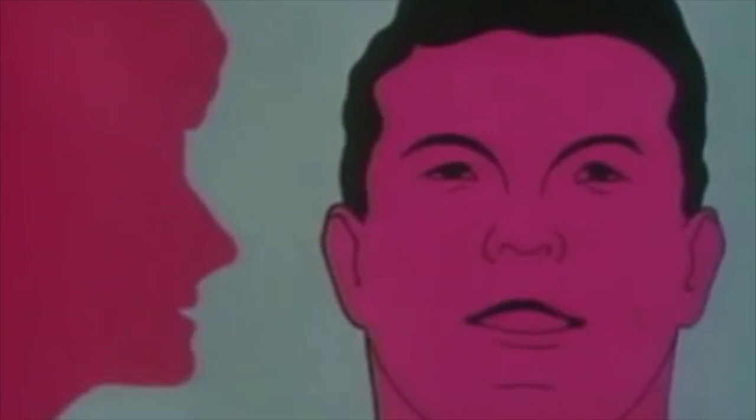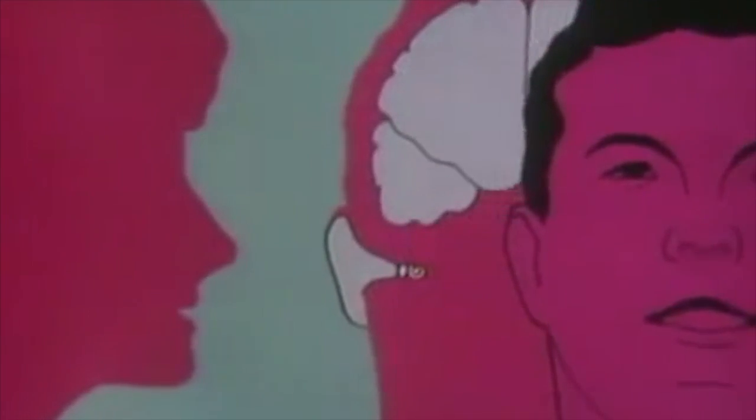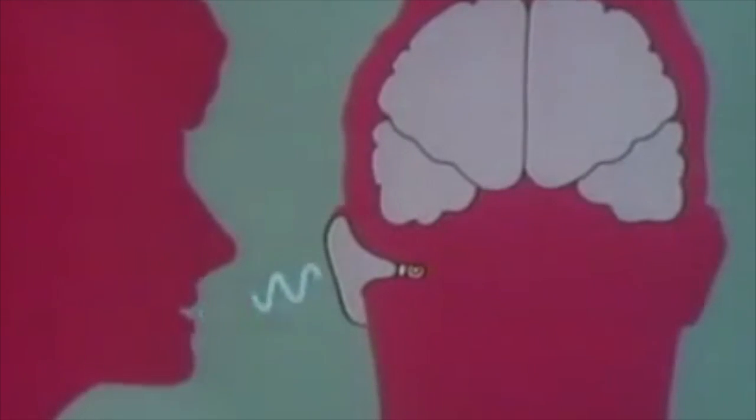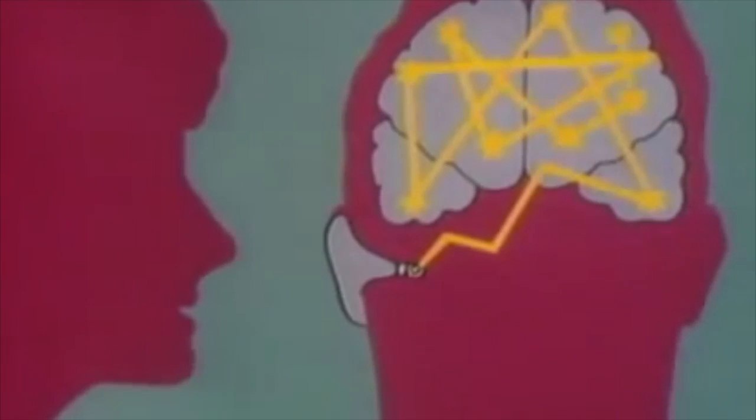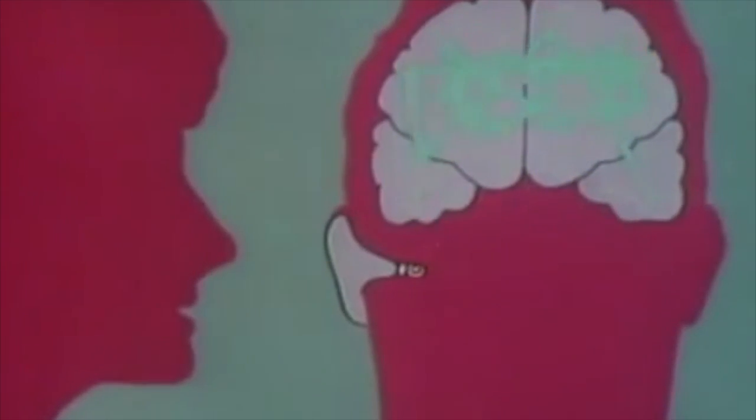The sound waves arrive at the listener's ear and are converted into mechanical movements of the hearing mechanism. Sensory nerves connect the inner ear with the brain, which finally changes the nerve impulses into a linguistic message.